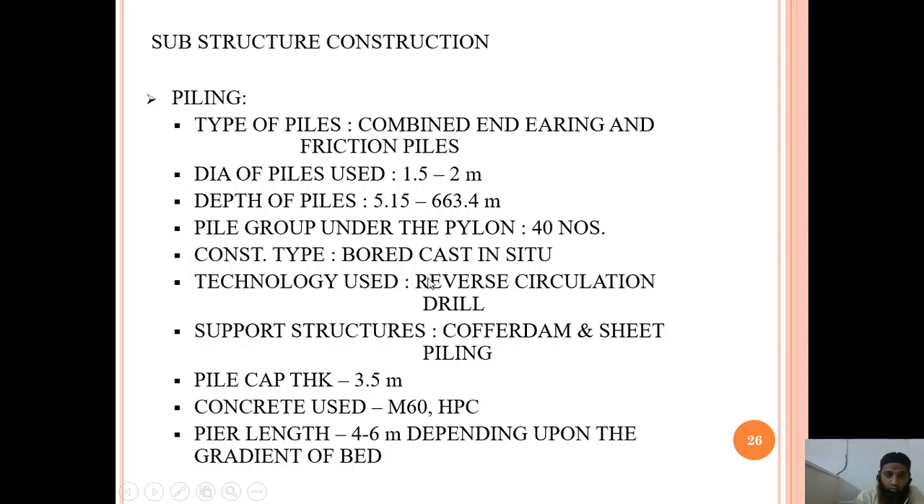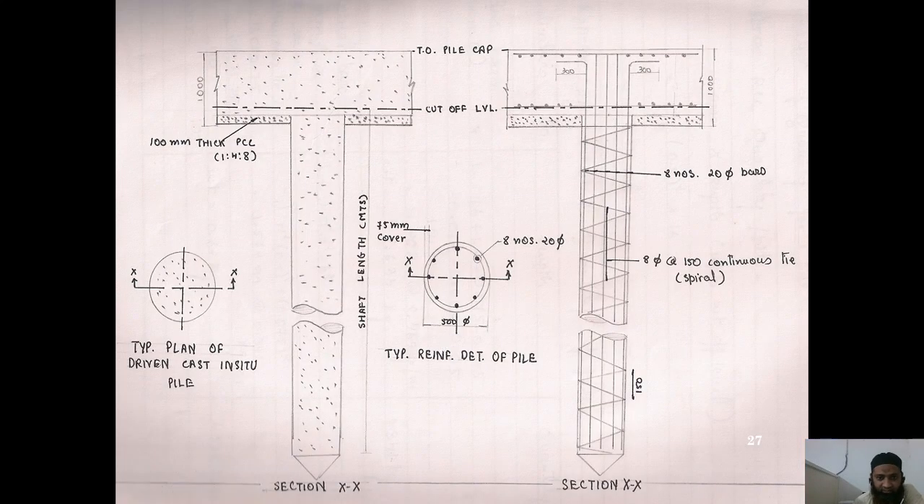You can just see how big the piles are. At some places it is 5.15, and at some places it has gone up to 6.63.4, and basically the diameters and everything has been mentioned here. Let us see here. You can just see the type of driven and cast-in-situ pile. You can see this cross section, how thick it is. It is 100 thick PCC 1:4:8. As I have told you, it is an M60 pile cap.